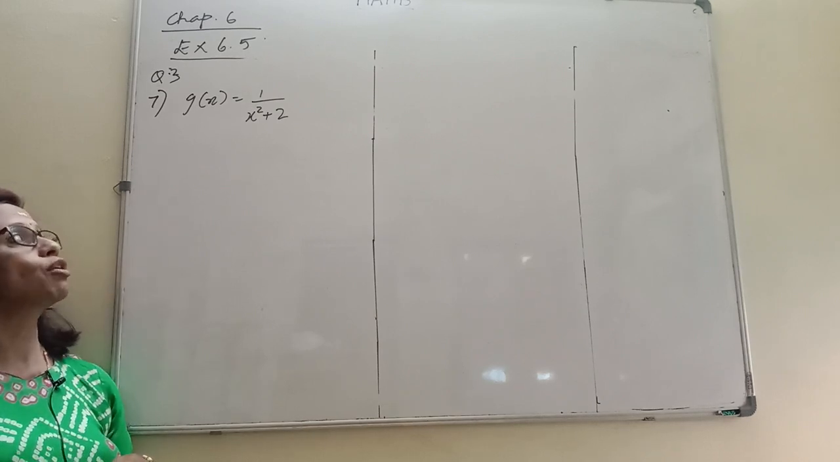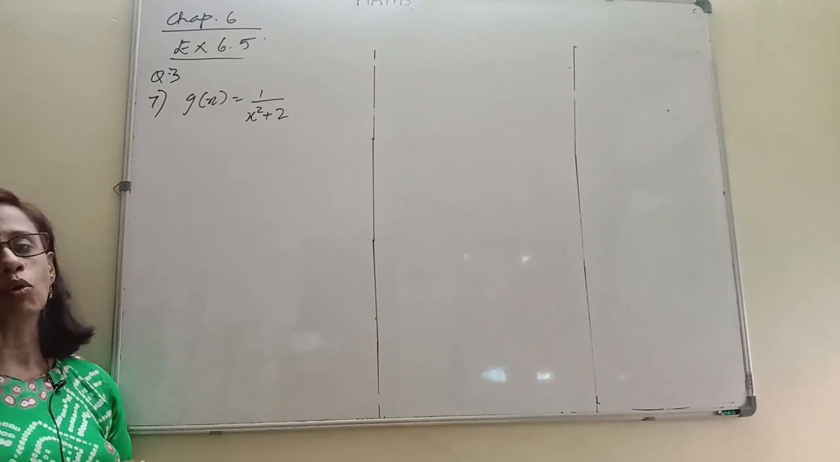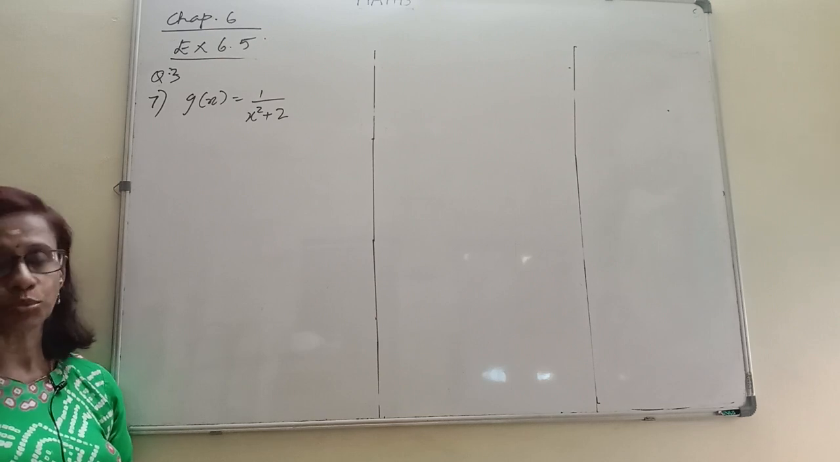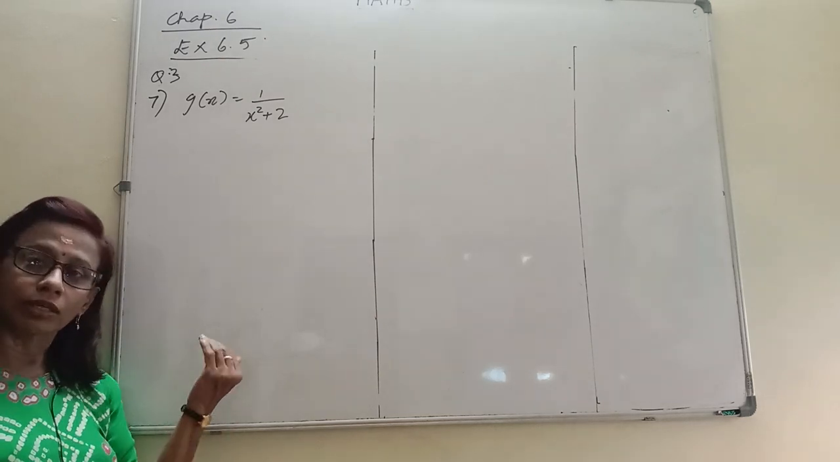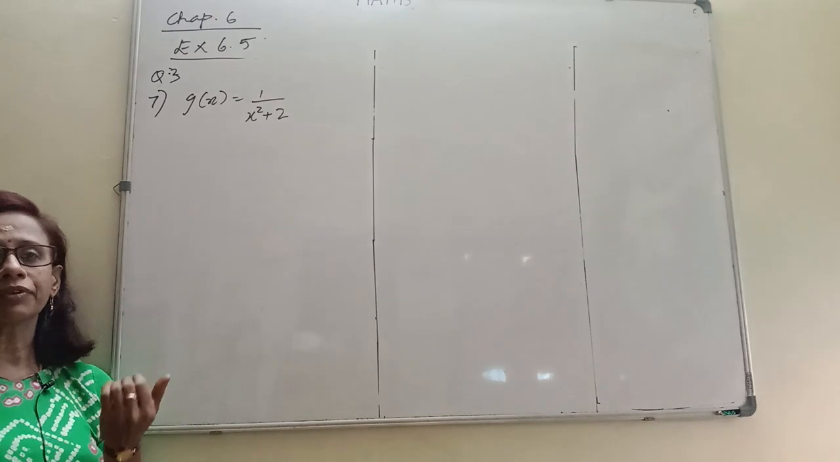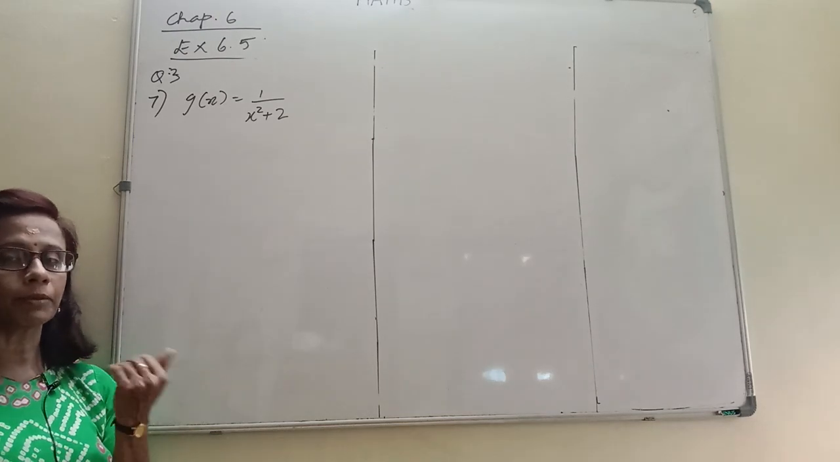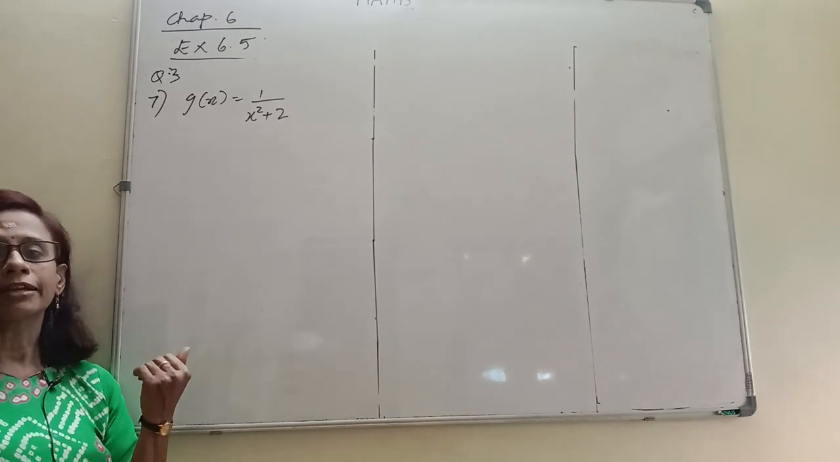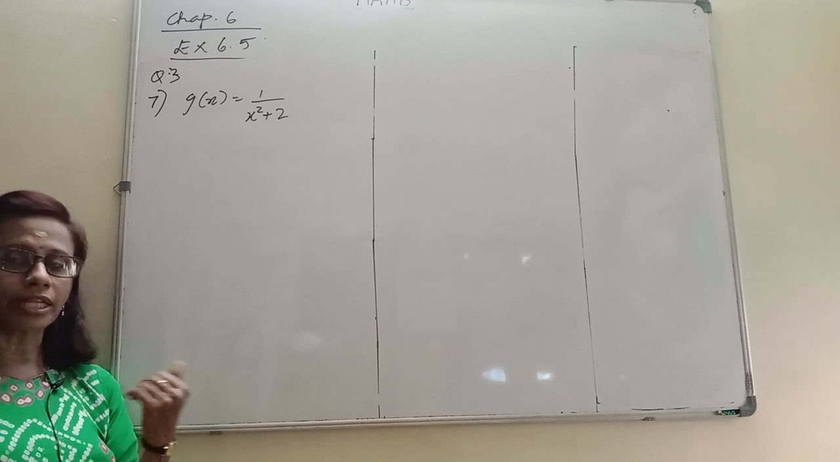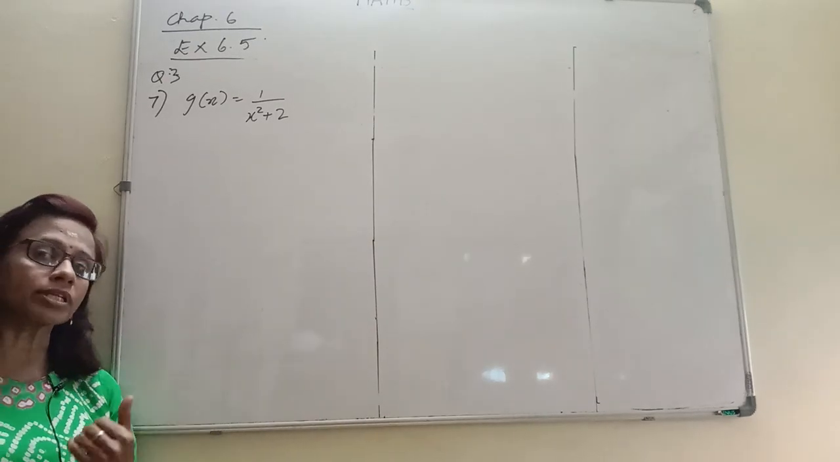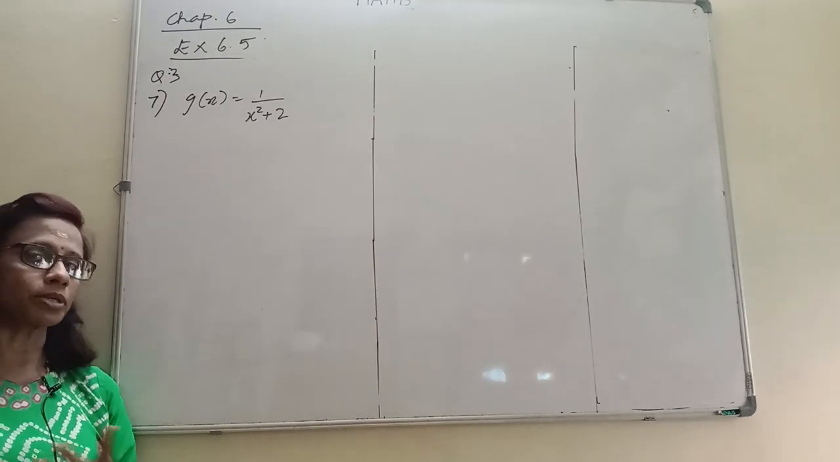It says that g of x is 1 over x squared plus 2. We have learned it as a pattern that we will be finding the first derivative, finding the second derivative, making the first derivative equal to 0, getting the critical points, and then checking whether it's a maxima or minima point. That is going to be our format.